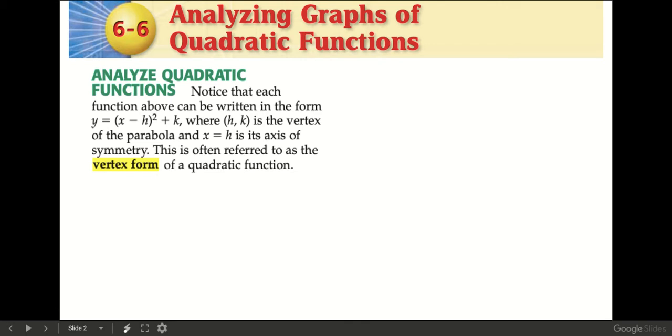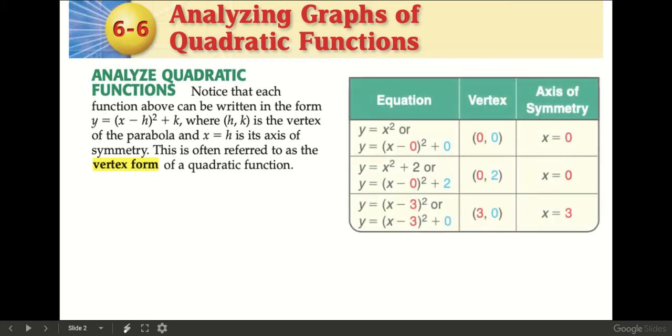So, analyzing quadratic functions. Notice that each function from above, the ones that we just went over, can be written in the form y equals quantity x minus h squared plus k, where (h, k) is the vertex of the parabola, and x equals h is its axis of symmetry. Because if h is the x-coordinate of the vertex, obviously the axis of symmetry has to go right down the middle. This is often referred to as the vertex form. This vertex form is very, very useful when we're talking about quadratic functions.